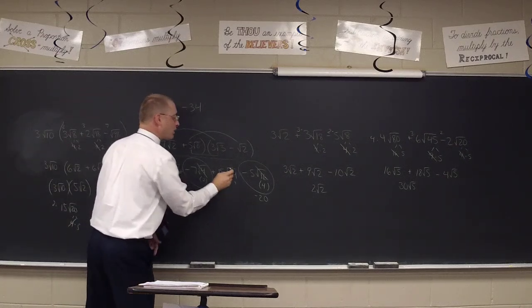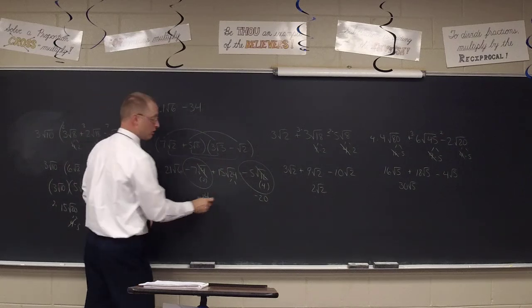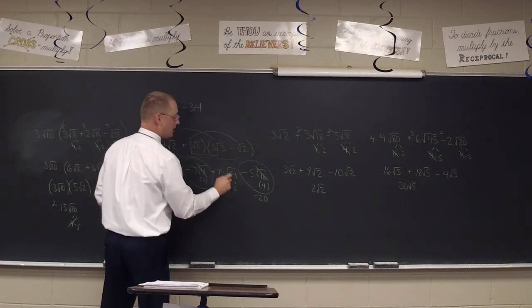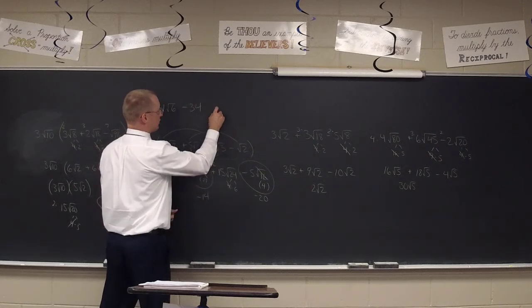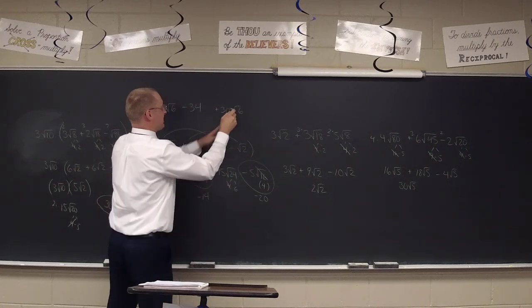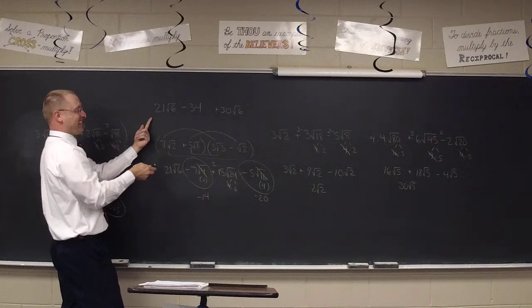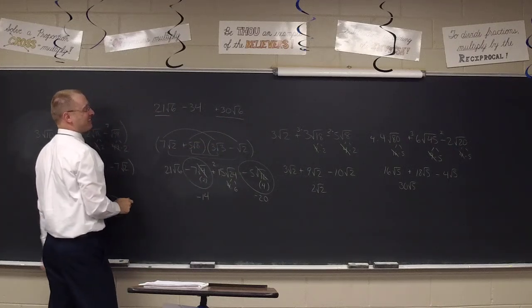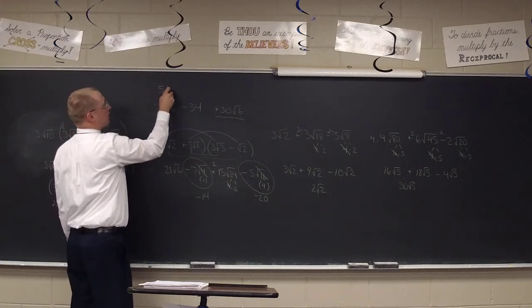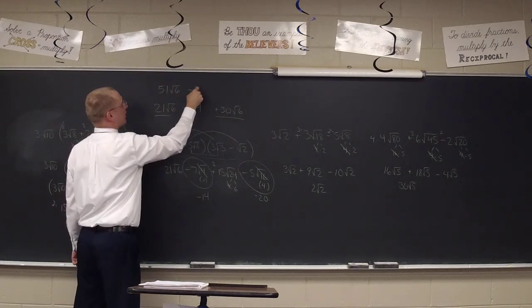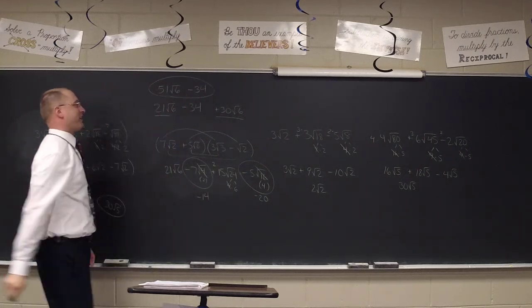But right here, I could factor the 24 into 4 and 6, pull out a 2, times the 15, 30. Oh, wait a second, I was a little premature here. 30 square root of 6 can actually now combine with the 21 square root of 6 to get 51 times the square root of 6 minus 34. And there's our final answer.